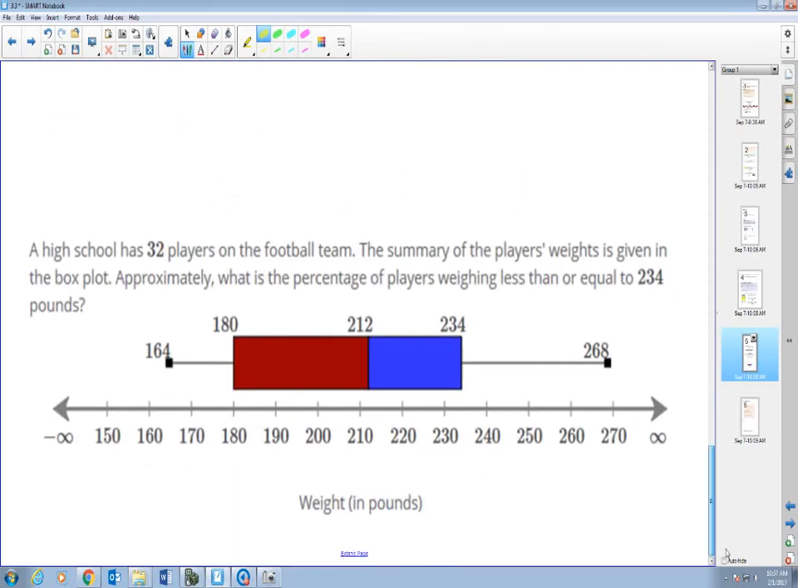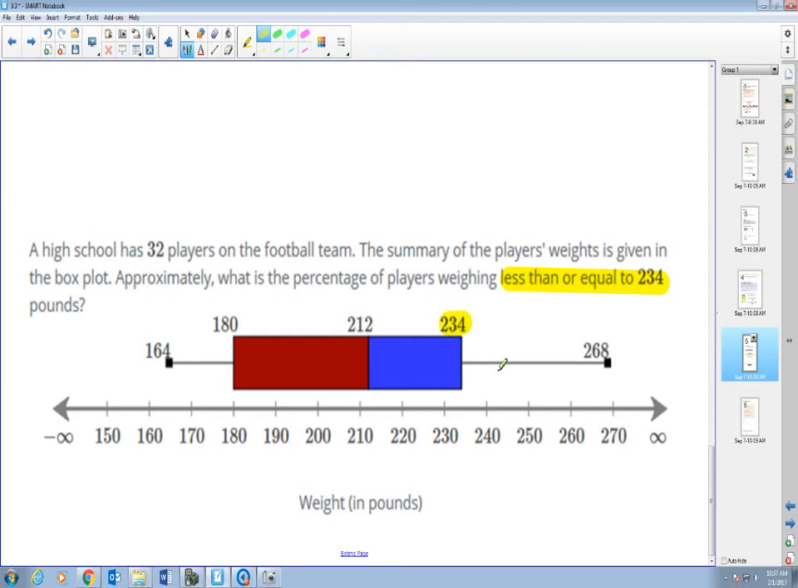All right, this one. This is a good example. A high school has 32 players on the football team. The summary of the players' weight is given in the box plot. Approximately, what is the percentage of player weight less than or equal to 234?